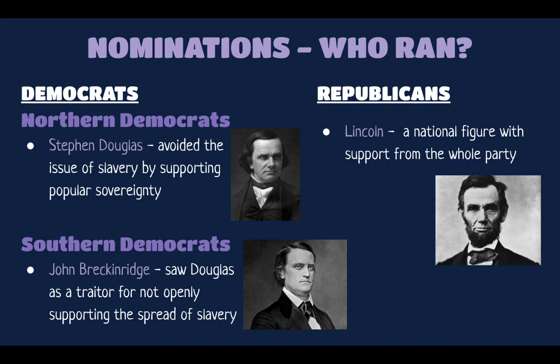But Southern Democrats, who cared very much about the continuation of slavery, chose their own nominee, John Breckinridge. He was very upset with Stephen Douglas as a traitor to his own party because he had not openly supported the spread of slavery. And so the Democrats now have nominated two individuals, and they've essentially split themselves over the issue of slavery.